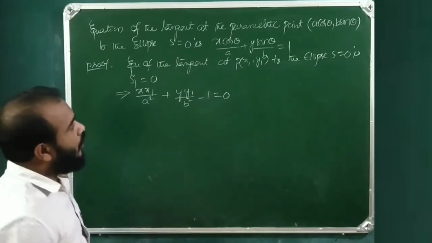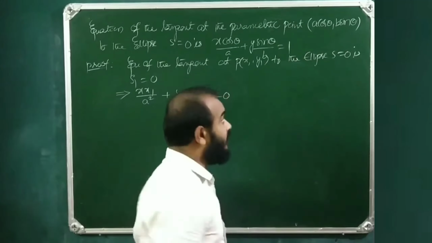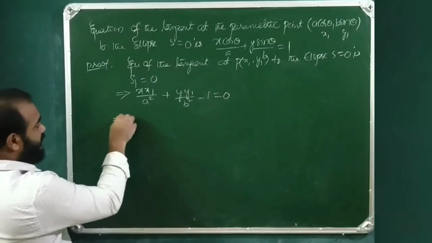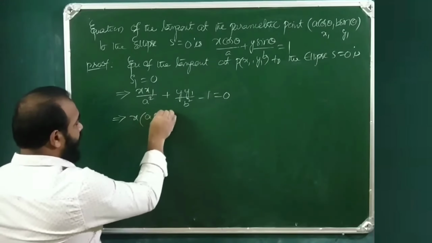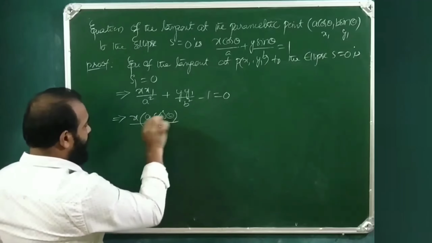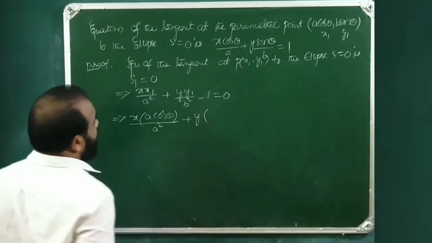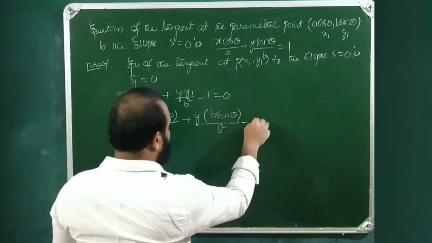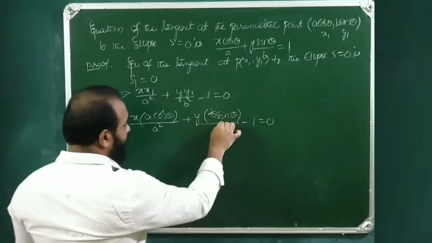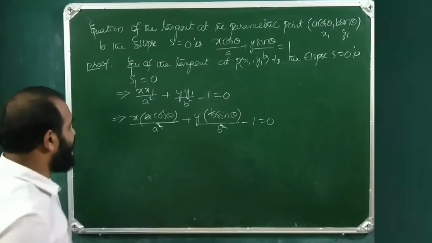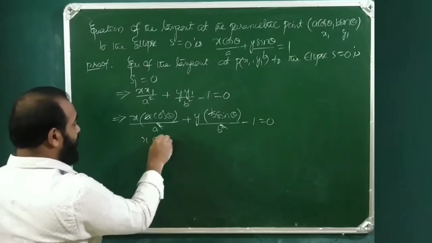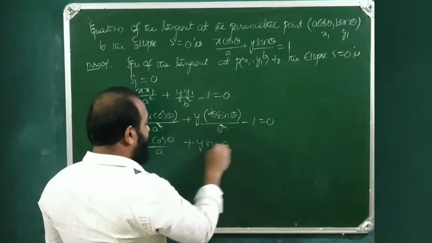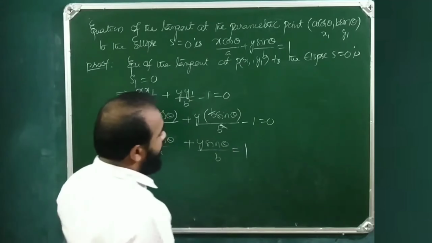Now what is the parametric point? (a cos theta, b sin theta). This is x1 and this is y1. So this implies x times a cos theta by a square plus y times b sin theta by b square minus 1 equals to 0. So this b gets cancelled, this a gets cancelled. Therefore we get x cos theta by a plus y sin theta by b equals to 1.